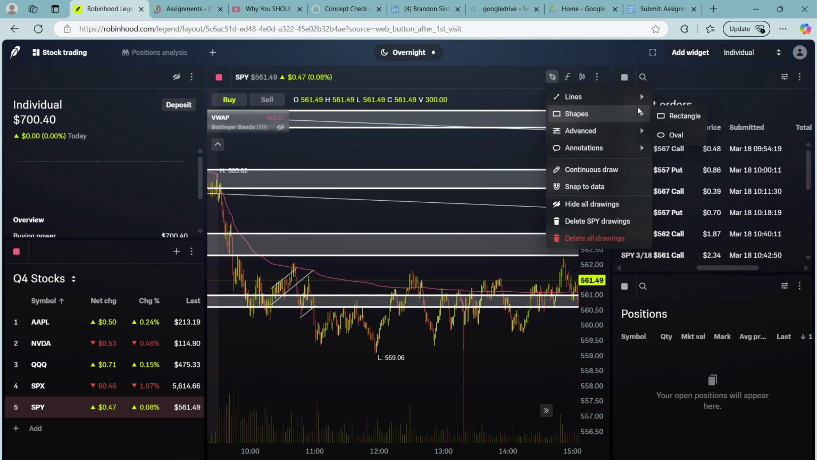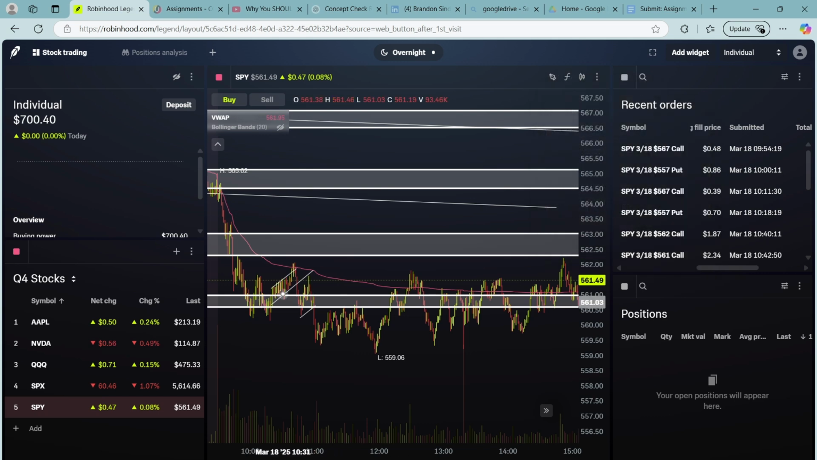let's see if I can. I have an arrow. Yeah, the path. Confirmation here would have been probably it breaks up here, comes down, and then pulls back up. And I kind of wanted to.